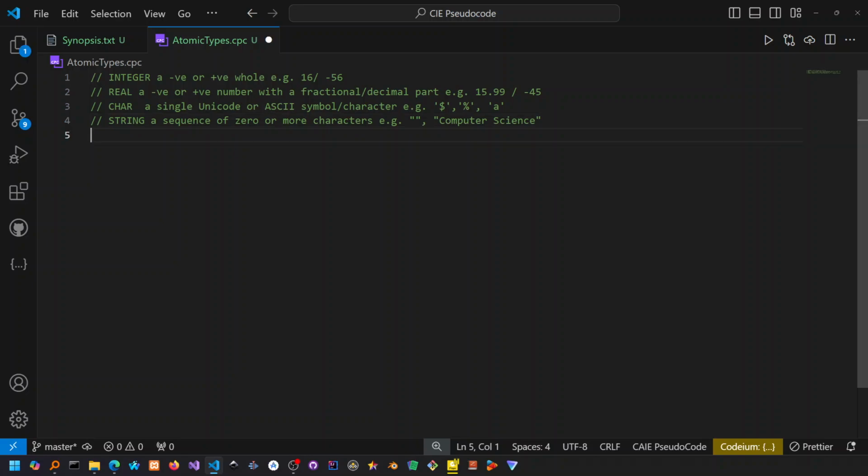Then another type is Boolean. These are the logical values, true or false. So there's only 2 Boolean values. It's either going to be true or it's going to be false.